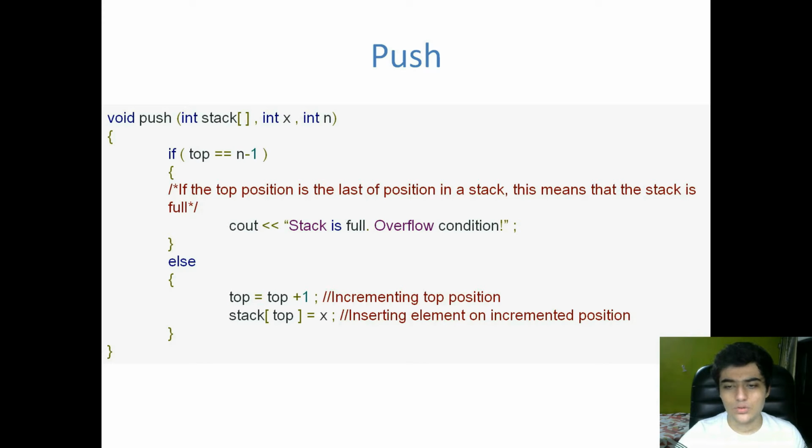Here is an example code of push. The arguments here are stack, which is passed as an array, the value of the element, and the number of elements in the stack. For the if-else condition, if top is equal to n minus 1, which means that the position is at the last position in the stack and hence no more elements can be added, the stack is currently in an overflow condition. Otherwise, the following code is proceeded with.